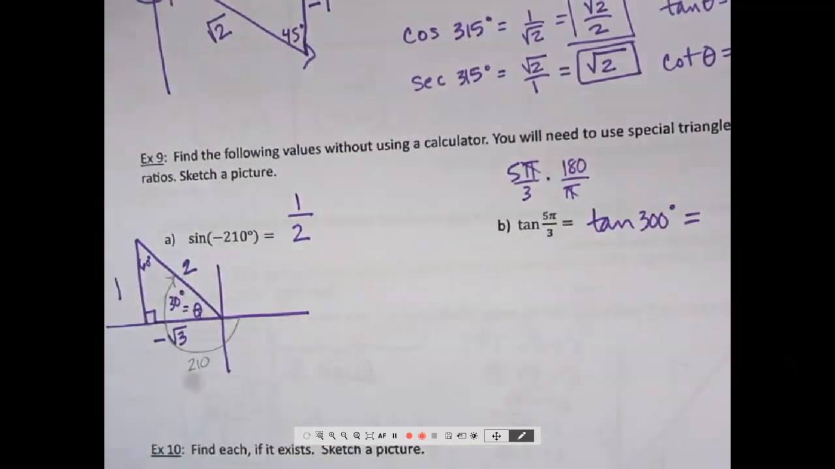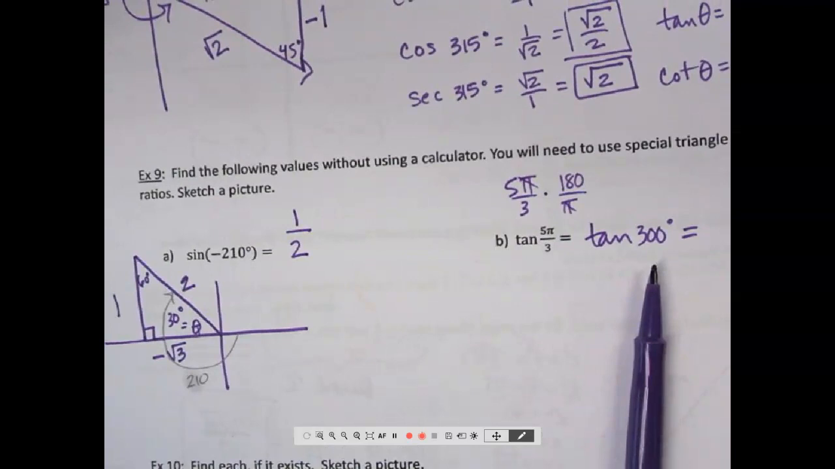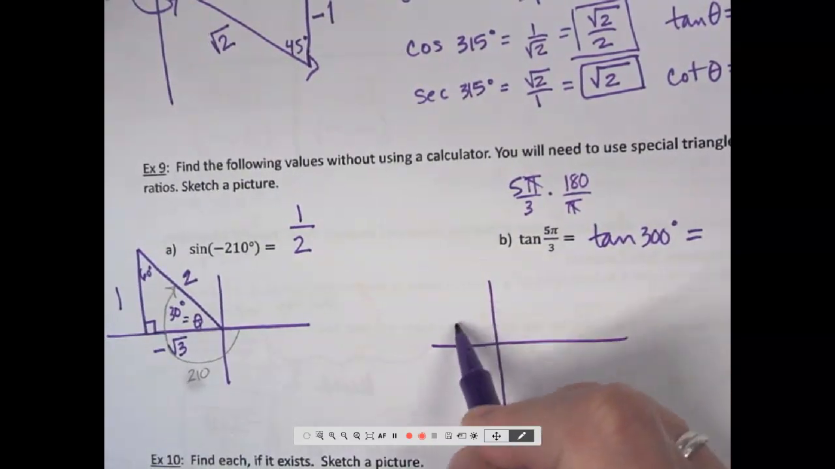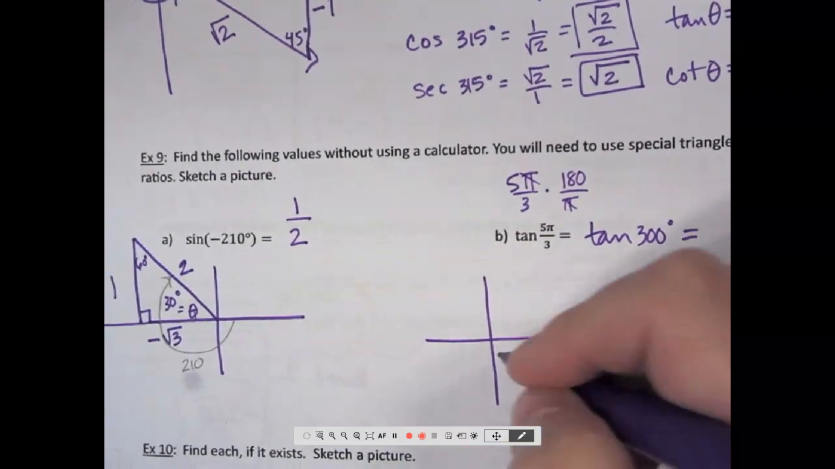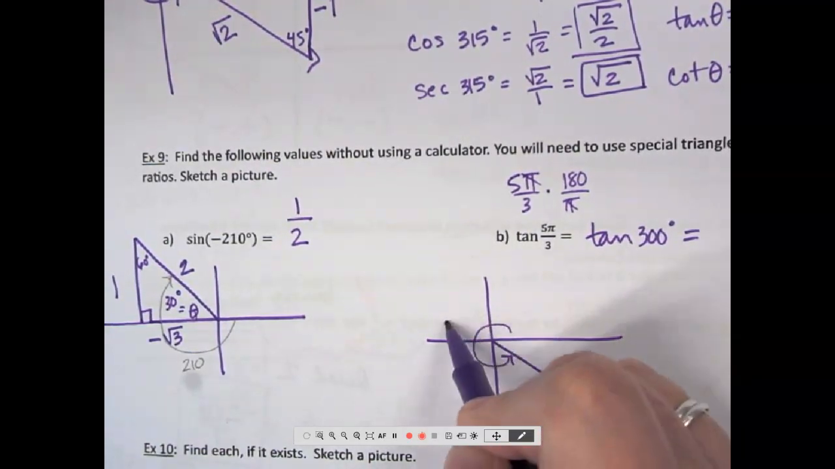Okay, so I need to know opposite over adjacent eventually, but I don't even have a triangle. If I rotate 300 degrees, which quadrant do I end up in? Start on the positive x-axis. It's a positive angle, so we're going counterclockwise. 300 degrees would put me in the 4th quadrant. So that is 300.